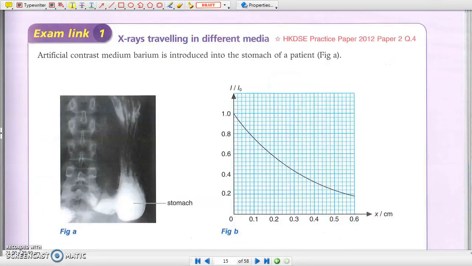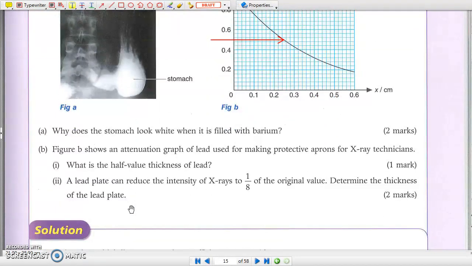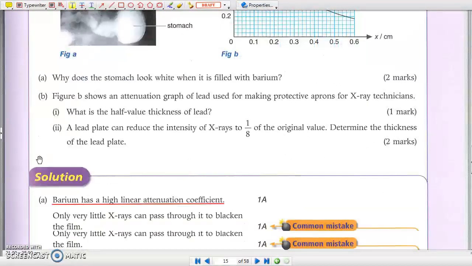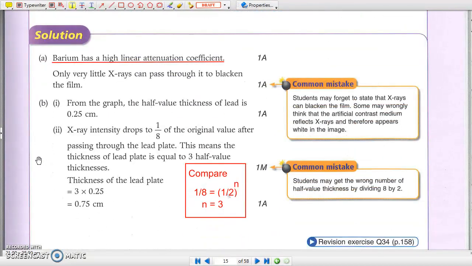Exam link 1. X-ray traveling in different media. This question is straightforward. Don't be scared by the unfamiliar X-ray image. Parts A and B are unrelated, however. Read the solution carefully.